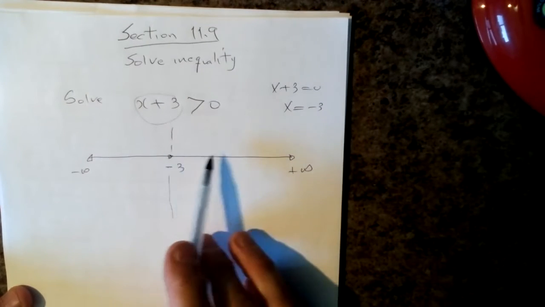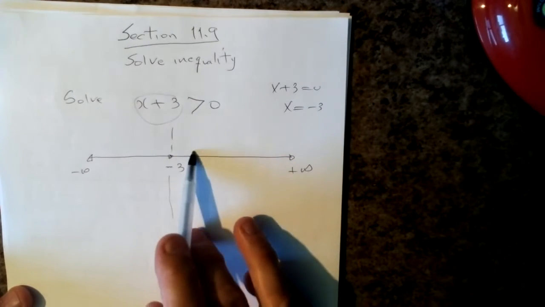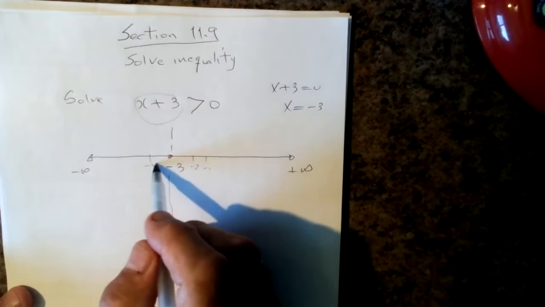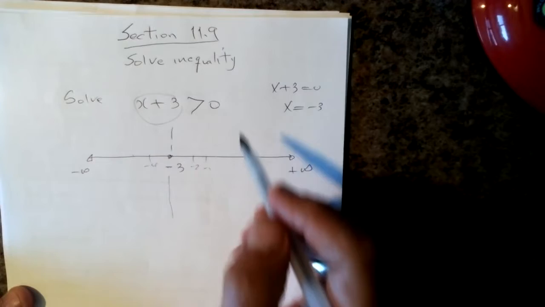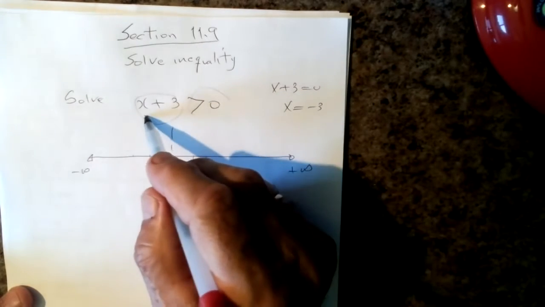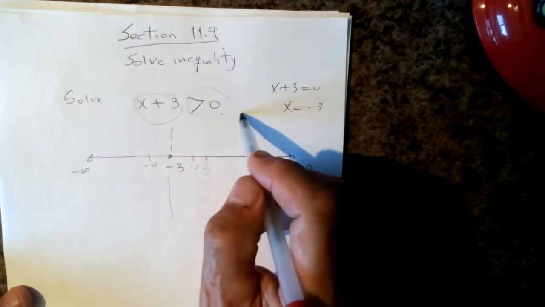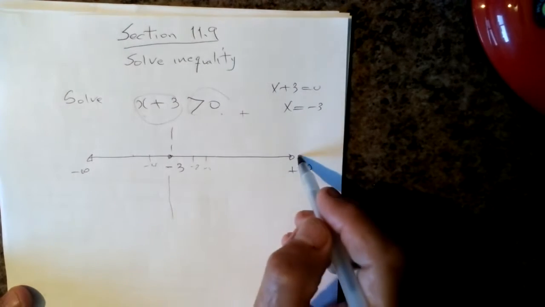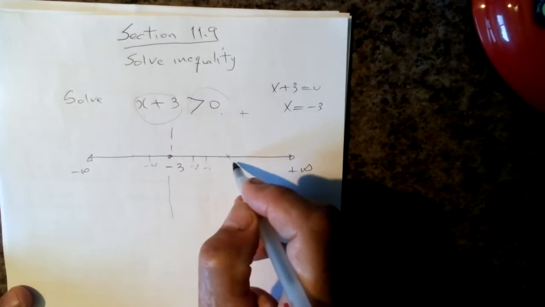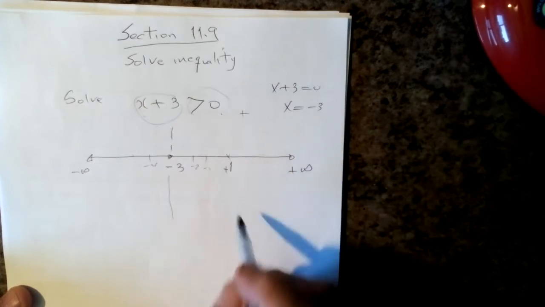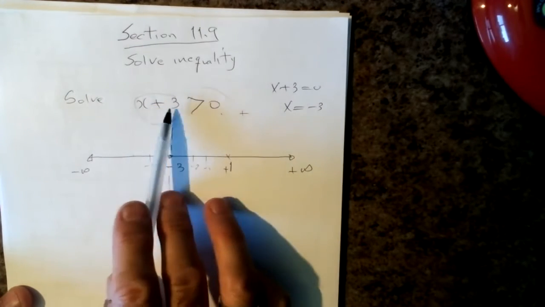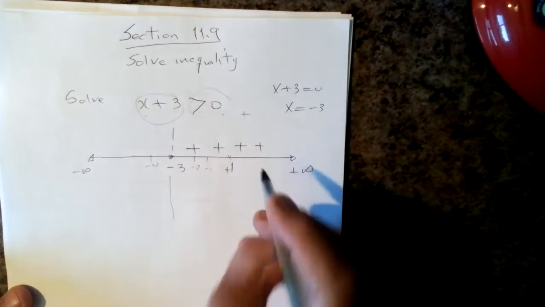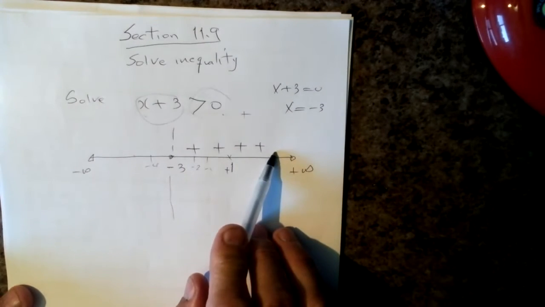So there are two sections. One is all the numbers greater than negative 3, like negative 2, negative 1, 0, and then one is less. We want numbers that, when you substitute for the x, the whole thing is greater than 0, or positive. So you pick any number from minus 3 to positive infinity. Let's say we pick positive 1. When you put 1 here, 1 + 3 is 4.